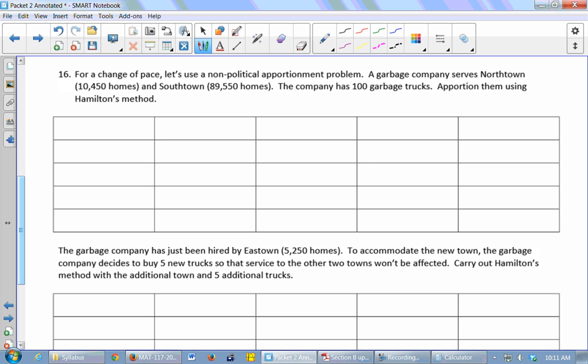All right, one more big drawback for Hamilton's method. Change of pace, we're going to use a non-political apportionment problem. So we have a garbage company. It serves Northtown and Southtown. Number of homes in each town is listed, and it has 100 garbage trucks. How many trucks should it send to Northtown, and how many trucks should it send to Southtown? All right, go ahead. Use Hamilton's method to figure out how many trucks it should send to each town.